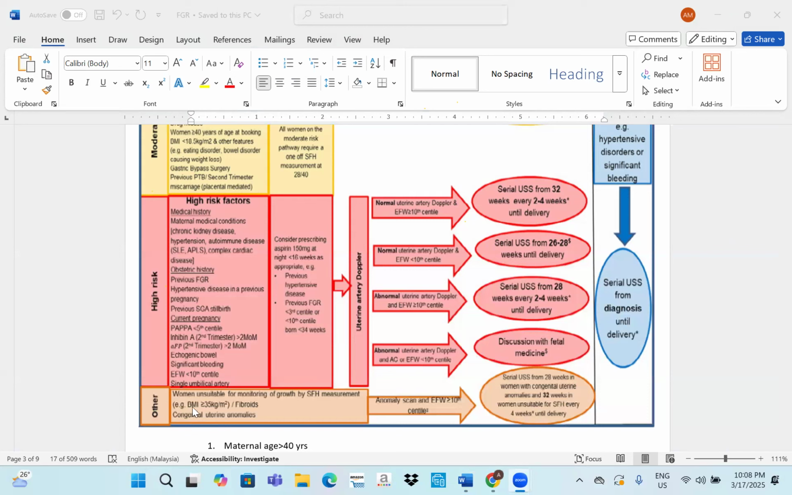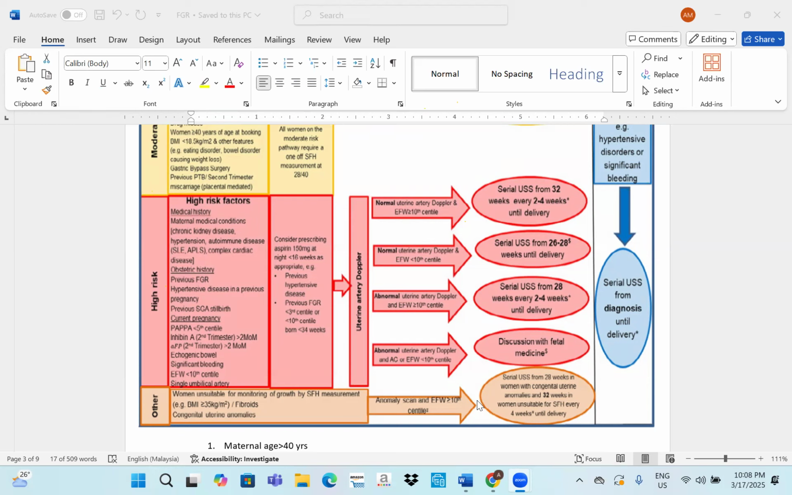Okay, the other thing, if they give this scenario as well, that the woman has a BMI more than 35, what will you do for this patient? You will be asking about congenital uterine anomalies also, because even if their estimated fetal weight is okay, you have to start the serial ultrasound from 28 weeks if the woman has a congenital uterine anomaly, and from 32 weeks if she is unsuitable for scanning, like having fibroids, polyhydramnios, or any other thing, every 4 weeks until delivery. So for moderate risk factors, also from 32 weeks.